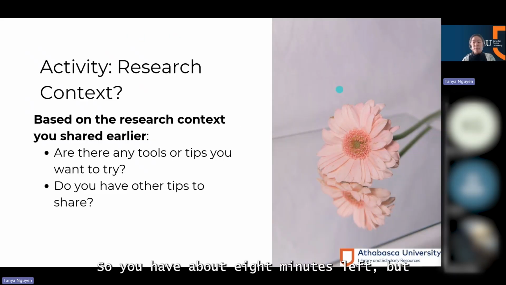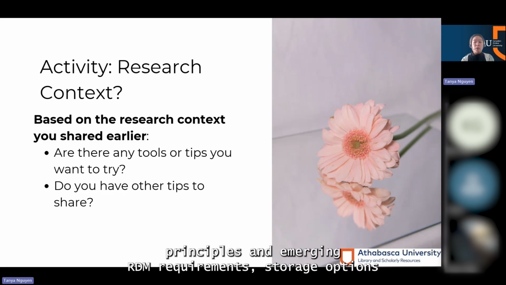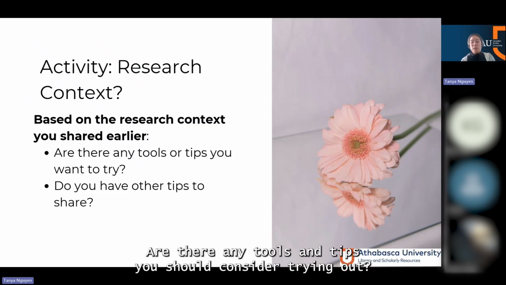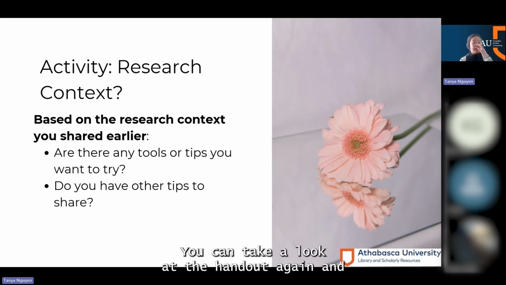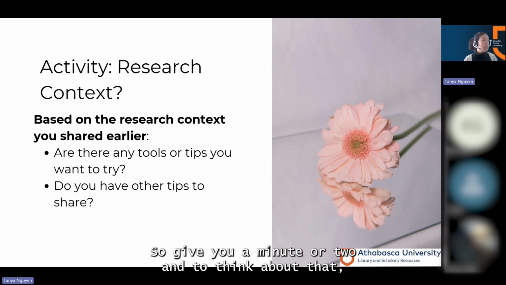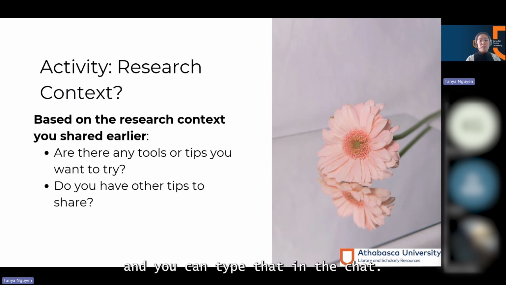So we have about 8 minutes left, but now that we've explored different RDM principles and emerging RDM requirements, storage options, and repository types, let's focus on your research context. Are there any tools and tips you would consider trying out? You can take a look at the handout again. And I'd like to hear if any of you have any other tips that you've come across. So I'll give you a minute or two to think about that, and you can type that in the chat.